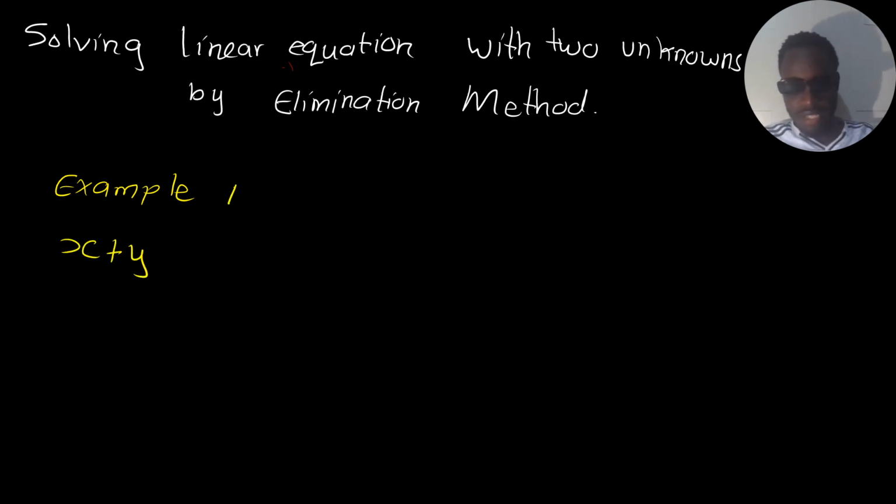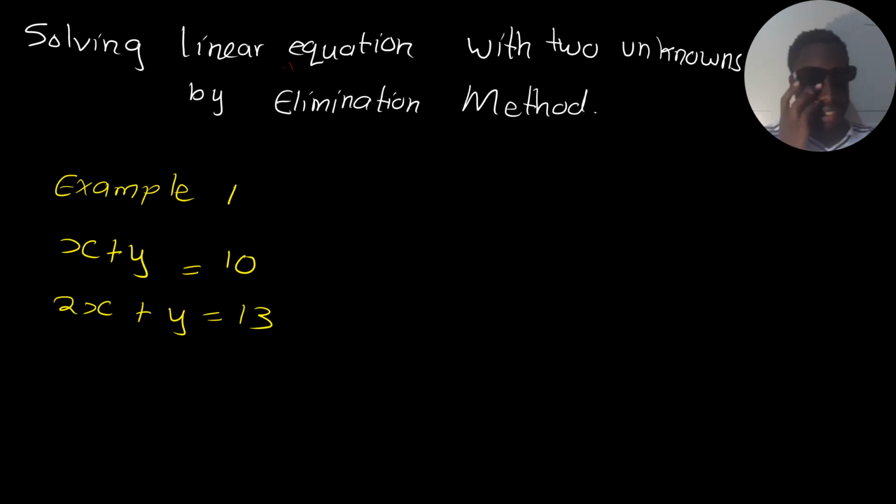x plus y is equal to 10. 2x plus y is equal to 13. So here you can eliminate any variable, either x or y. The first thing you have to do is, let's eliminate y.